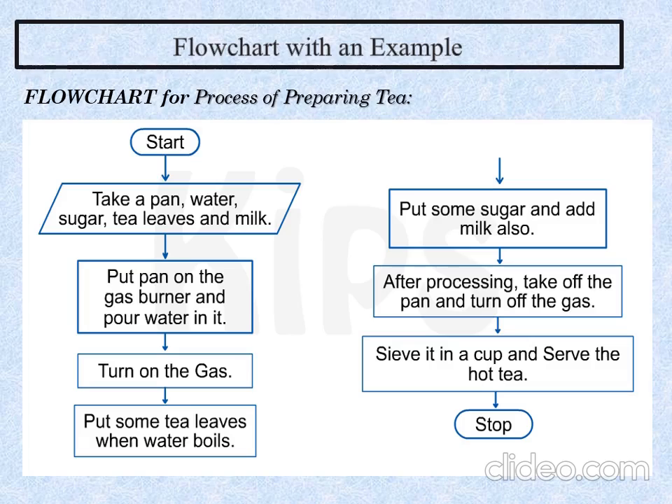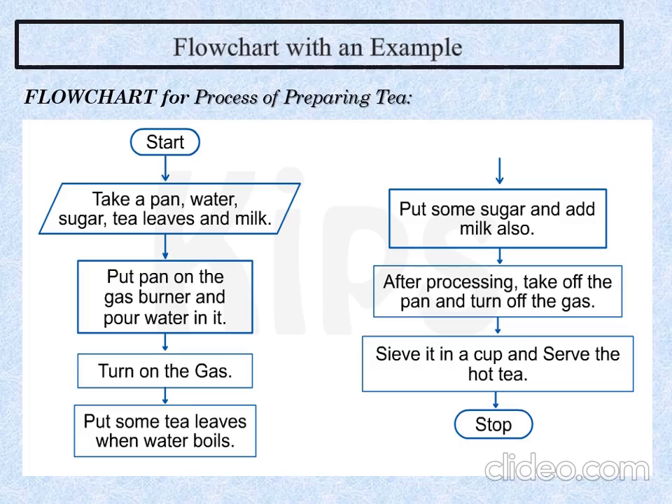After inputting all these, what we need to do? We need to start the process. For processing, which box do we need to use? Processing box. So what is the shape of it? Yes, it is rectangular. So for what is it being used? The instruction as well as doing the calculations. Yes. So after the process is over, what we need to do? Put a pan on the gas burner and pour water into it. Yes, that is the first process. What is the second process? We need to turn on the gas. That also comes under the processing department.